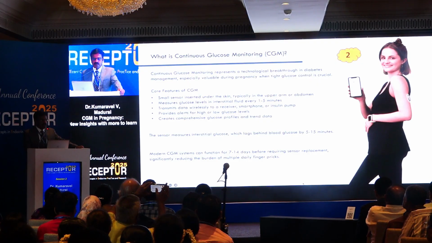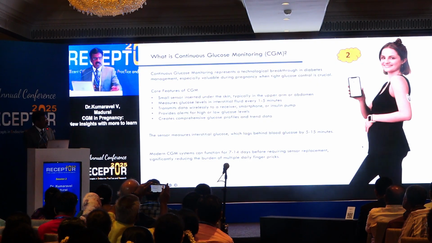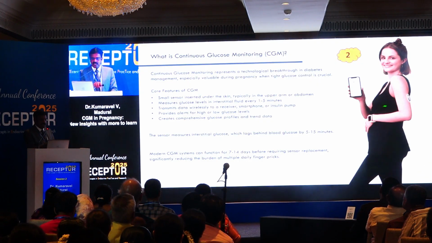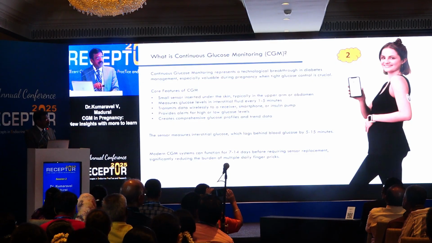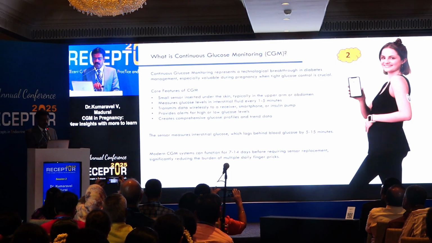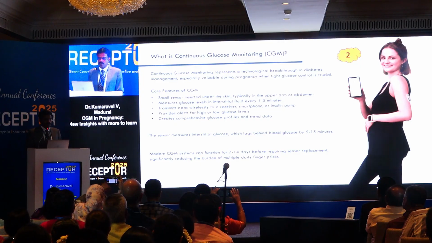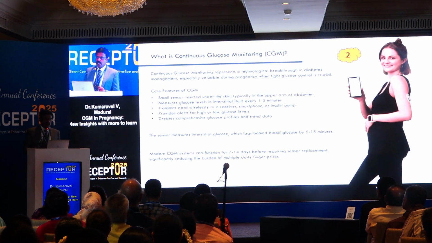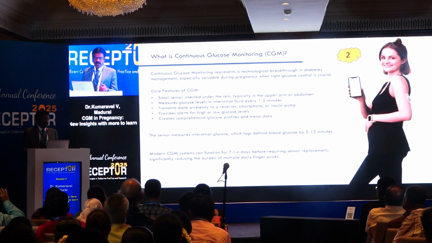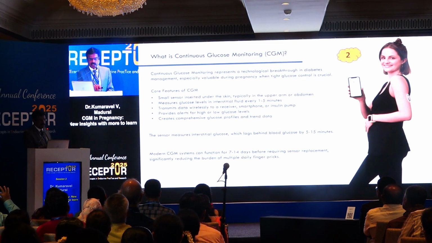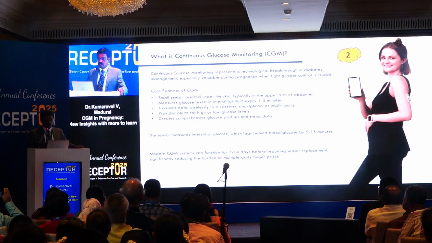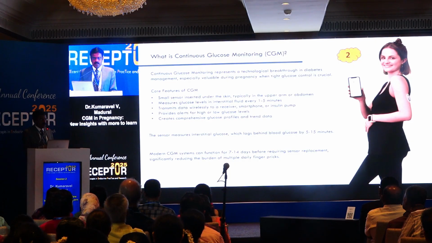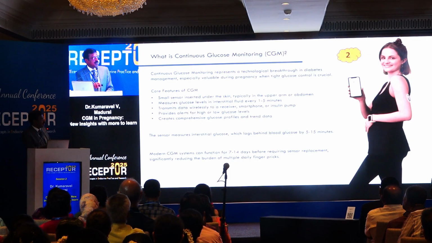The core feature of CGM is that there's a small sensor, you can see, which is inserted beneath the skin and which could be used in the arm, or sometimes you can use it in the abdomen also, depending on what company sensor you have been using. It basically measures your interstitial glucose. You can measure your glucose in your blood, venous plasma, whatever it is, but this measures your interstitial glucose. The methodology it uses is a glucose oxidase method, and your meter can provide alerts for high glucose and low glucose. If you have an insulin pump, it can get incorporated with the insulin pump also.